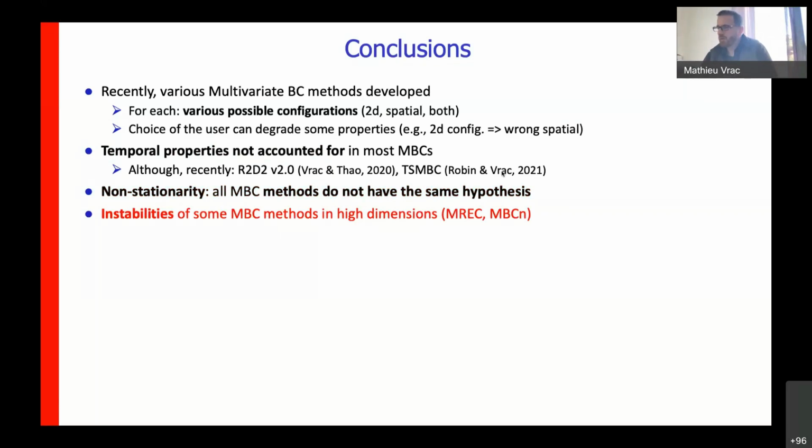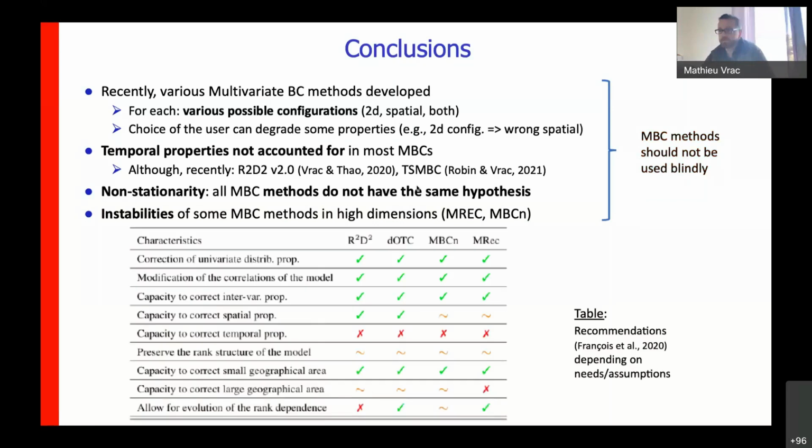And something quite important, I've seen in some papers, people using bias correction in the multivariate context, but in very high dimensions. And you can create some very large instability if you don't pay attention to that and to the robustness of the results. So in other words, when you apply MBC, you should not use them blindly. It's important to investigate what they're able to do in your specific context and what they could degrade for the other properties that could still be important for your application.